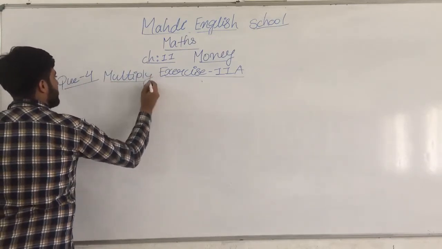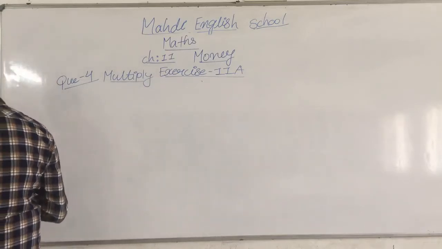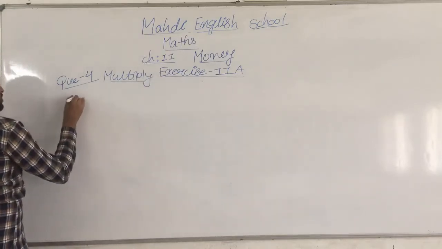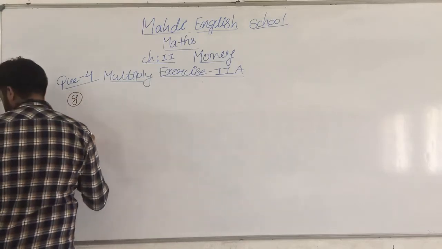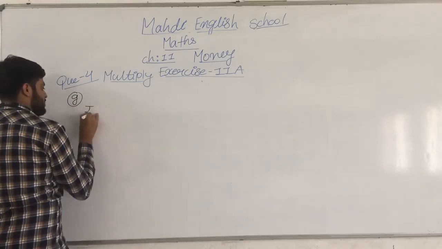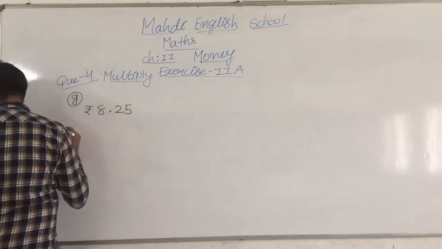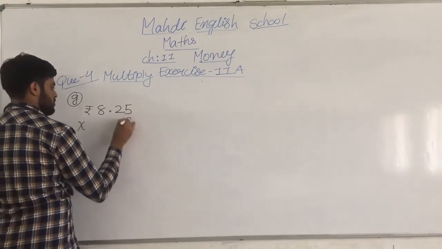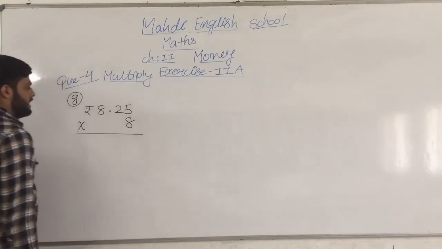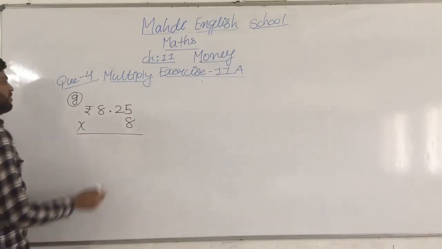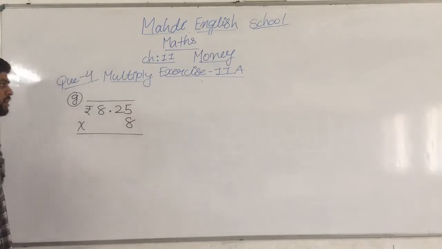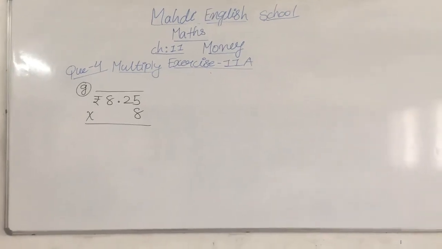So my dear students, what I am telling you, you have noted down these things in your book. Question number G: 8.25 multiplied by 8. So you have to note down these things with me. How many questions have we left? We have 3 questions left, and then we will move on further.